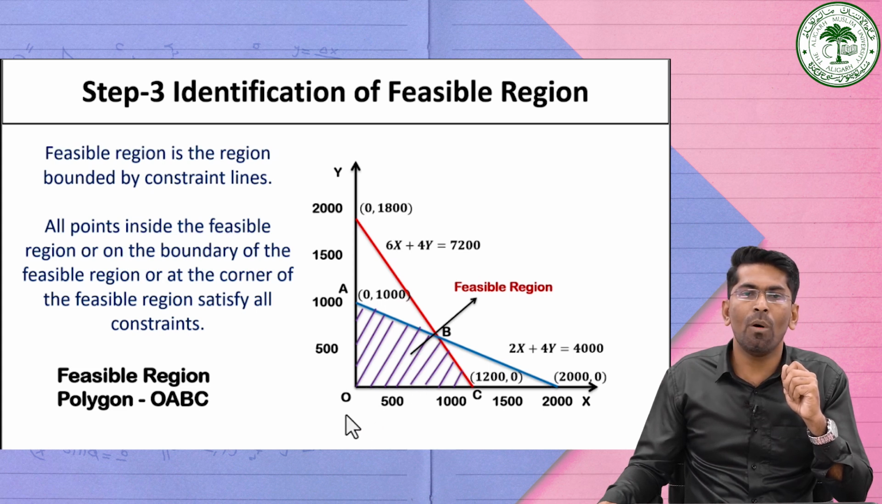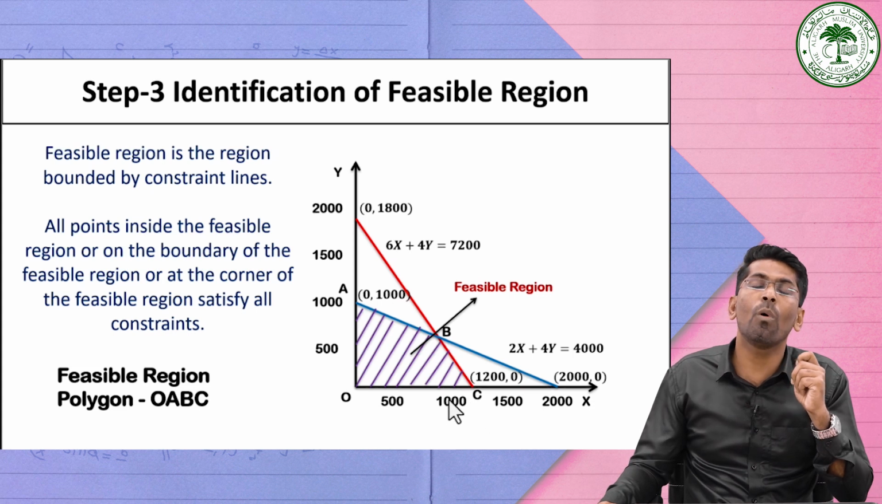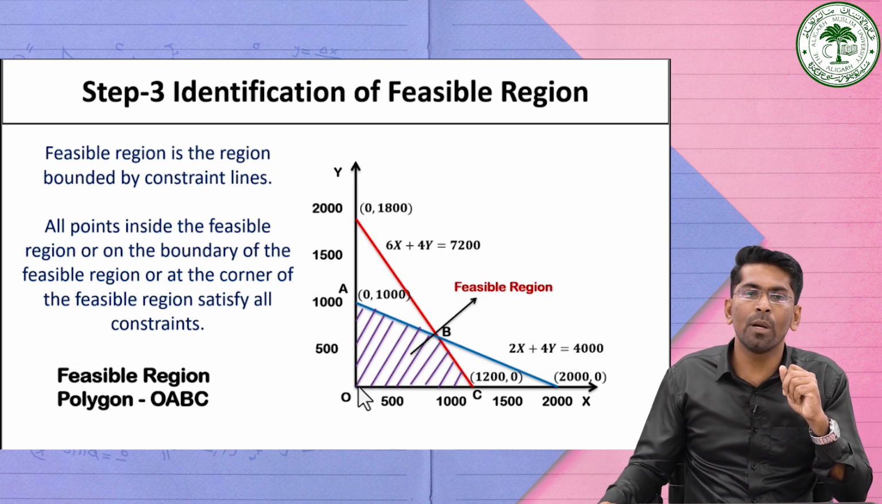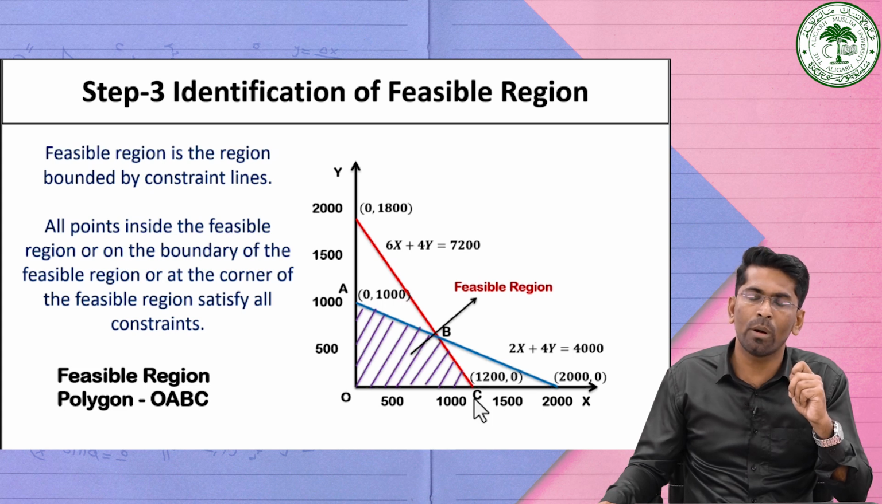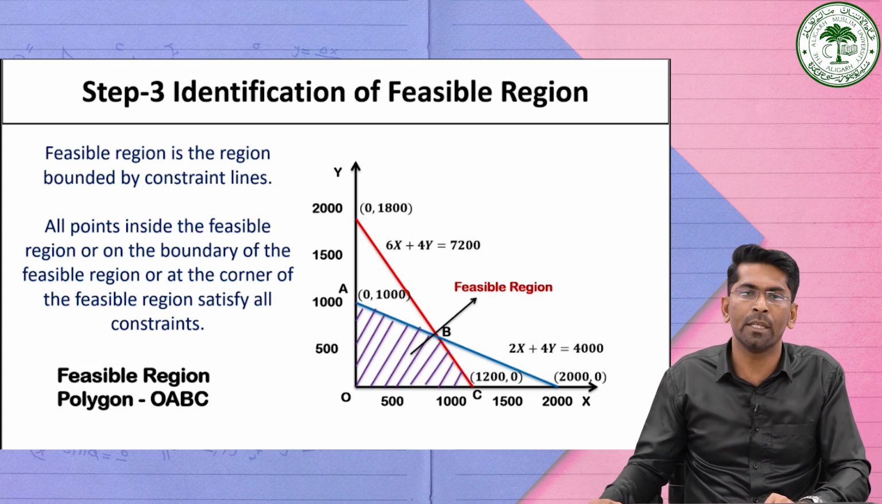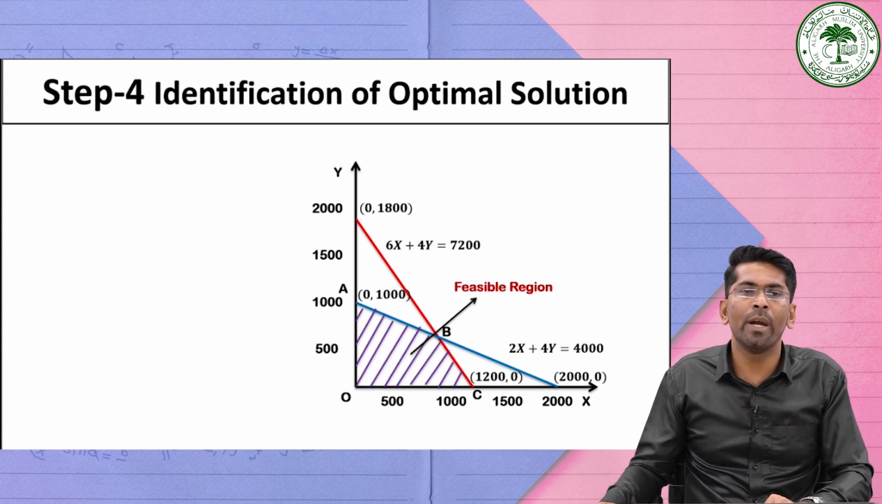So here O, A, B and C are called the vertices or the corner points of the feasible region. See, this is the corner point, one is 0. Then here it is another one, A. And this is the intersection point B. And this is the point C. We can say that these are the corner points, or it is also known as the vertex points of the feasible region. So I am writing here all these points.